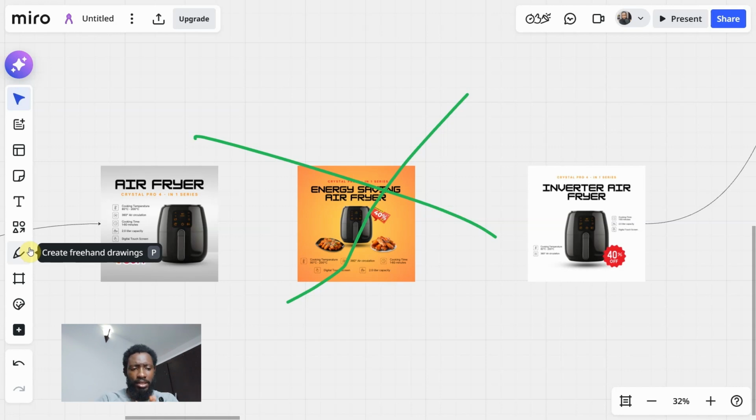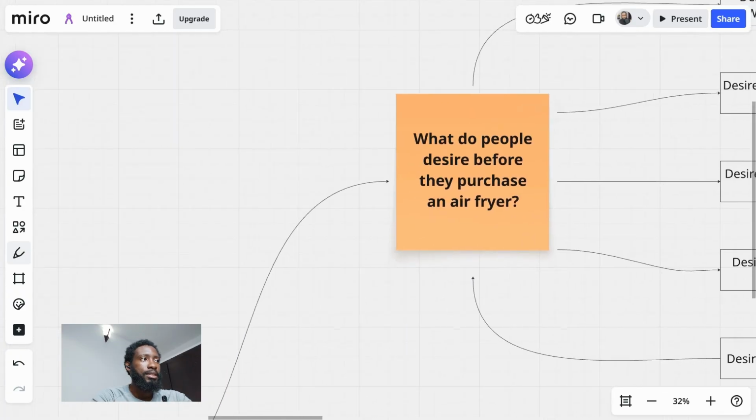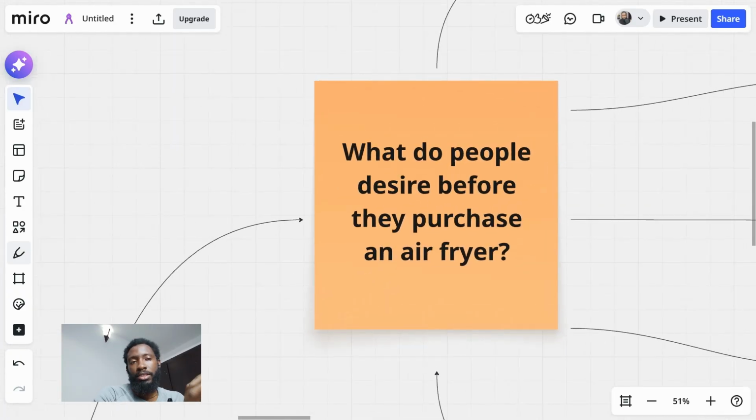So if you want to run ads that favor the new Meta ads algorithm, how do you do it? Let me give you a practical example right now. Let's say I'm selling an air fryer, right? This is the air fryer I'm selling. The first thing I'm going to ask myself is, what do people desire before they purchase an air fryer?